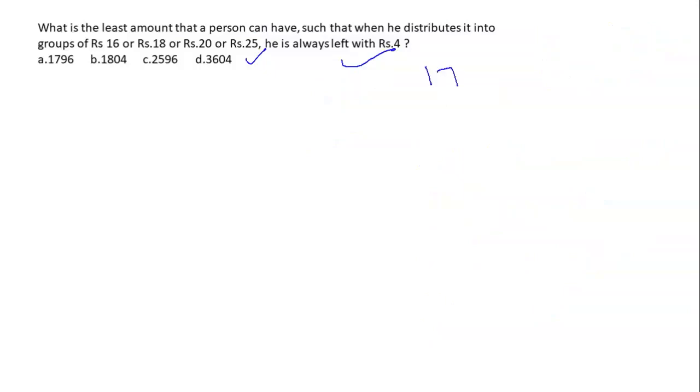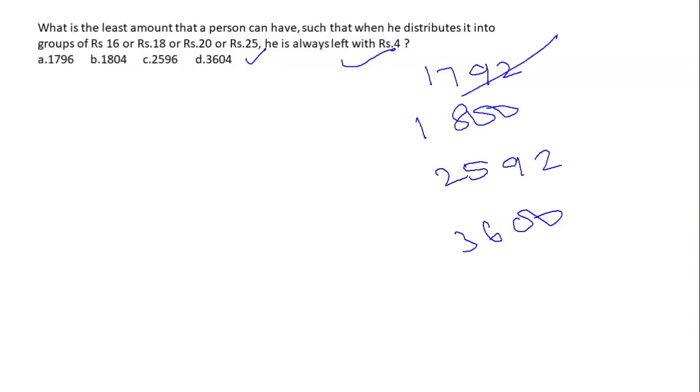The options are 1792, 1800, then you'll get 2592, then you'll get 3600. And I said 20 should be there. Okay, this is not possible.